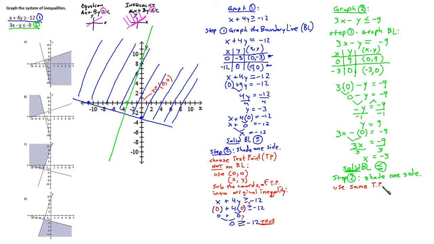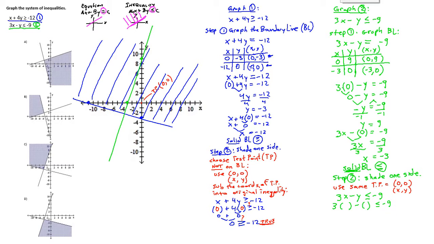The same test point of 0, 0, the origin, where the first 0 is an x value and the second 0 is a y value, and we're going to substitute that into inequality number 2 for x and y. So the inequality, always go back in the shading step to the original inequality: 3x minus y is less than or equal to -9.